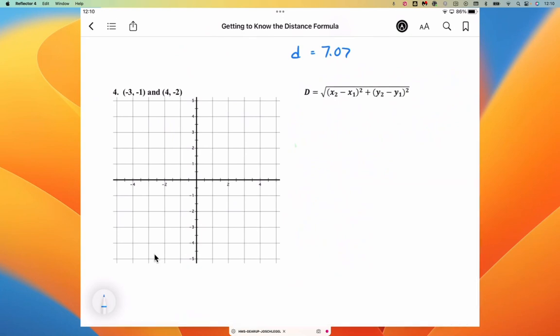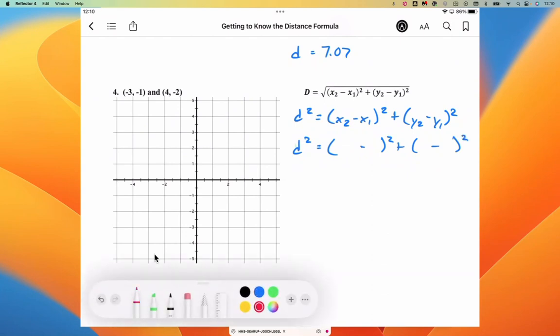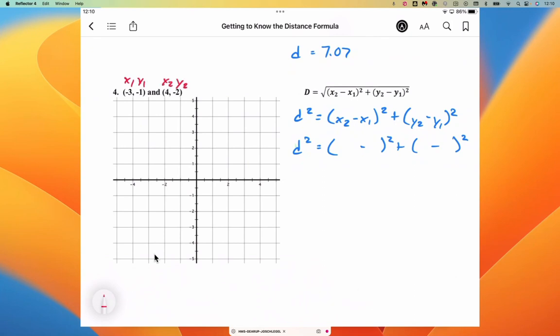Our version of the distance formula, d squared equals x2 minus x1 squared plus y2 minus y1 squared. Let's go ahead and put the template together. D squared is equal to that minus sign squared plus minus sign squared. So we'll call this x1, y1. We'll call this x2, y2. And fill in the blanks.